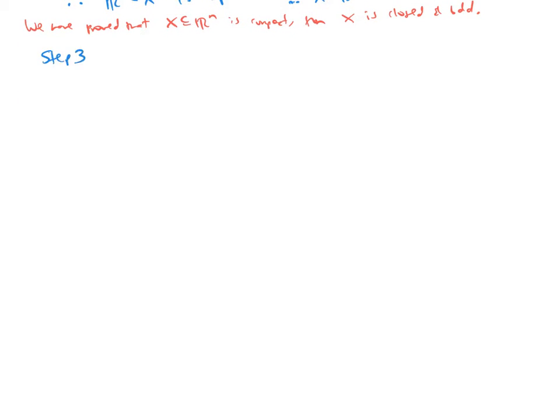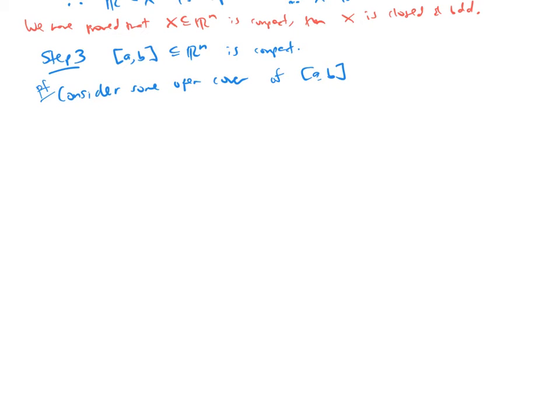For step three, we're going to show that a closed interval from A to B in Rn is compact. We have to show this from first principles, of course. We can't use the fact that it's closed and bounded to show it's compact, because that's the part of the theorem that we're trying to prove. So let's consider some open cover of the interval A to B. Let's let W be the set of all y in AB such that the interval from A to Y is covered by some finite subcover.